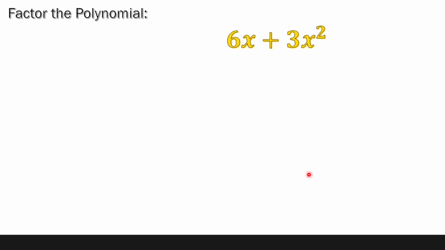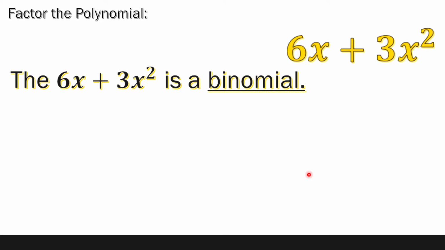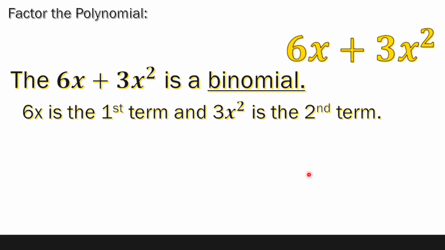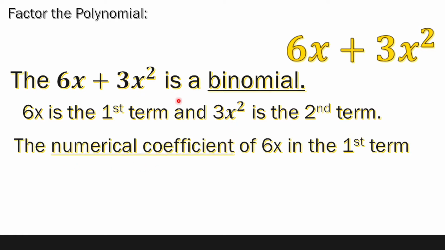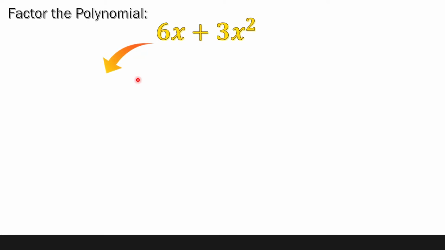Bakit? Because this 6x plus 3x squared, ito ay binomial. Okay? So, binomial, dalawang term siya. So, 6x ang unang term at 3x squared ang ating pangalawang term. The numerical coefficient of 6x in the first term is 6 and 3x squared is 3 naman sa second term natin. Okay? So, if we're going to factor the polynomial, first we're going to find out the greatest common monomial factor. So, iisa-isahin natin sila.